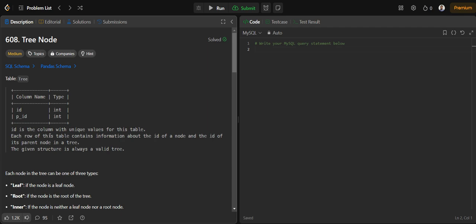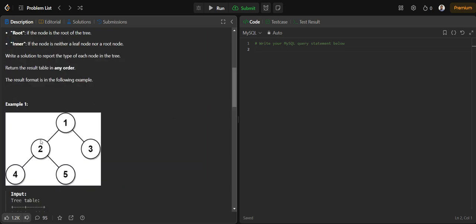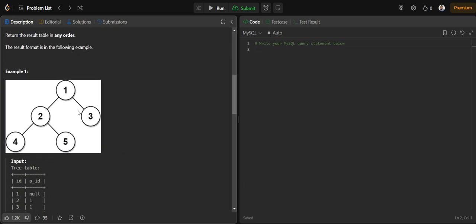I hope you already know about graph theory. So in graph theory there is a particular type of graph called tree, and this table refers to that kind of trees. So what is a tree actually? Let me give you the example. Refer to this figure. So this is a tree.